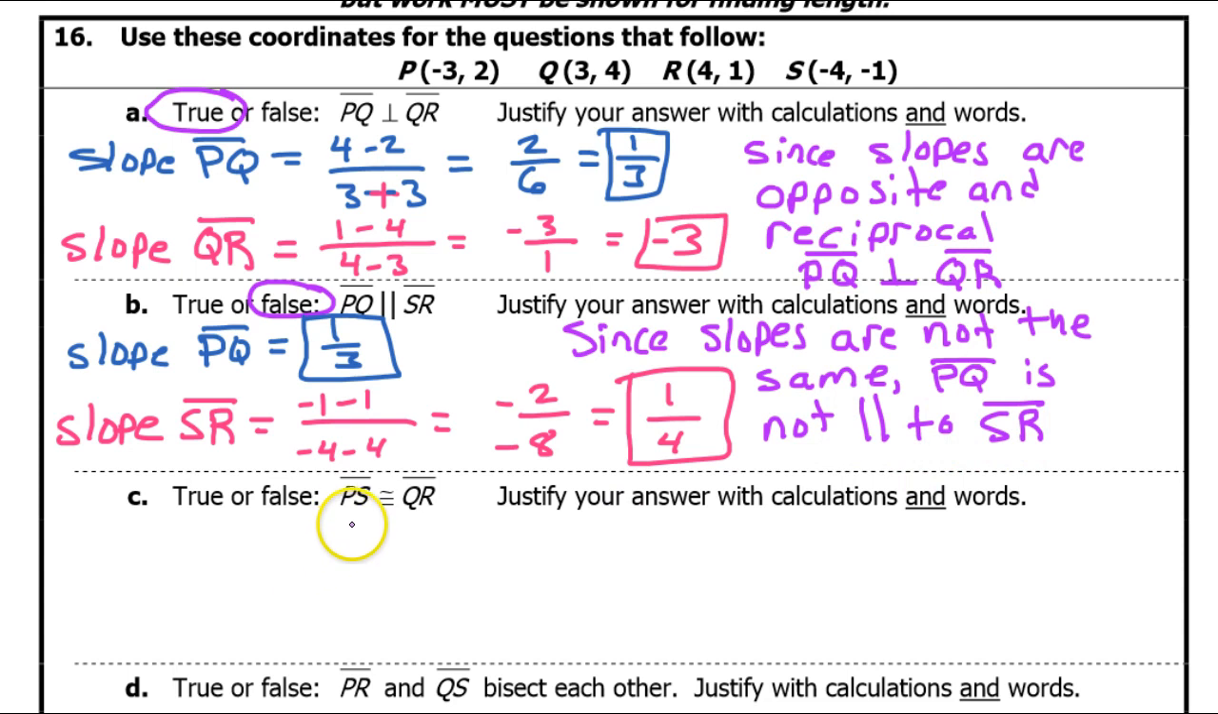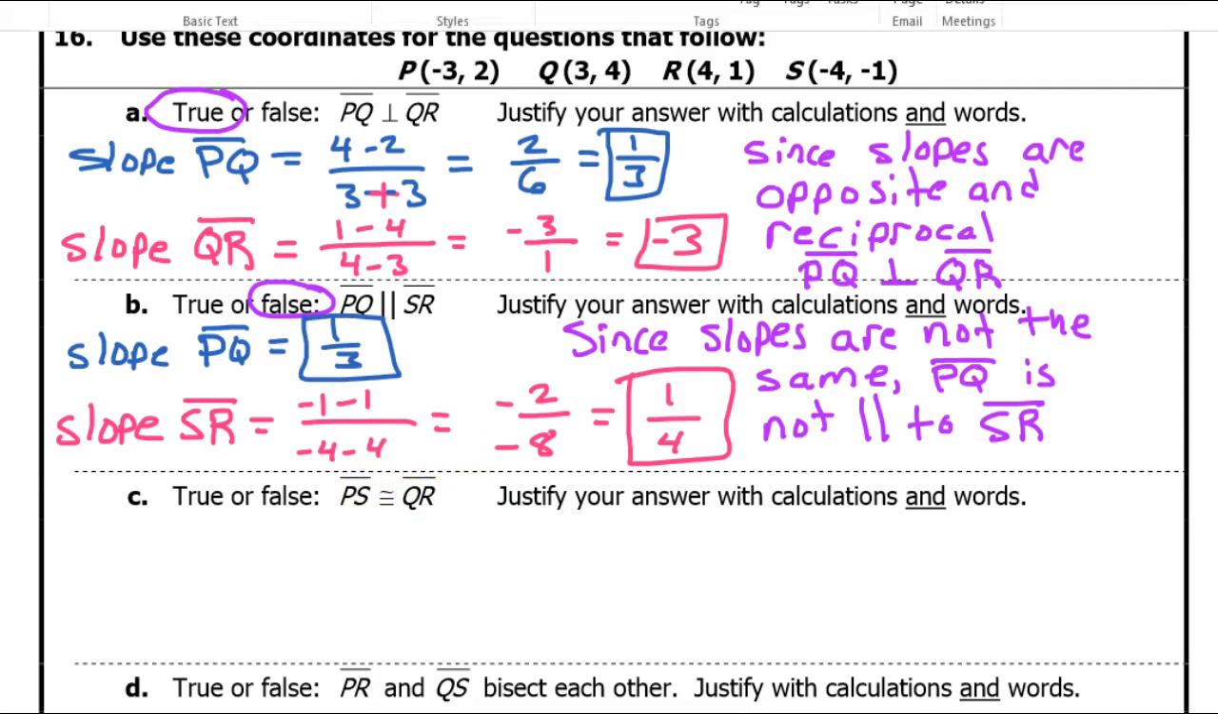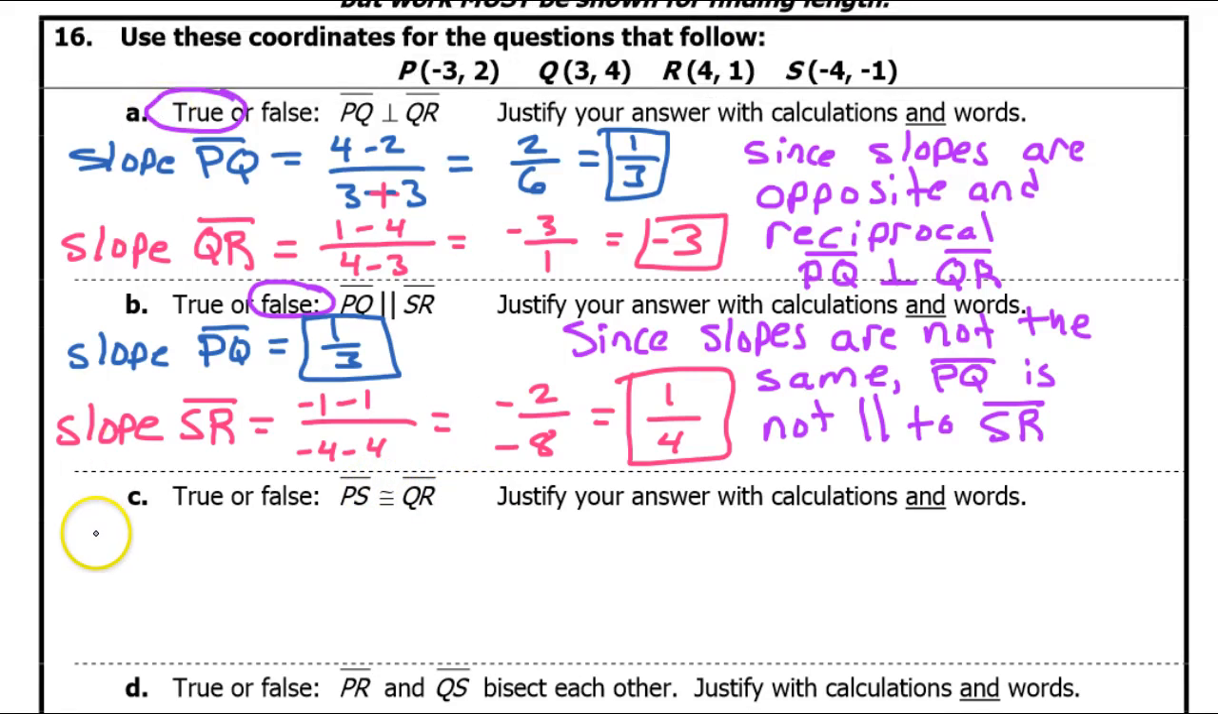Okay, so now I need to talk about PS and QR. So now we're talking about congruent. So that's not a slope thing. If they're congruent, then that means that their lengths are equal. So I need to find the length of each one of these. So let's start with PS. If I just write PS like that with no segment symbol, that automatically means the length of segment PS. So I'm good to go.